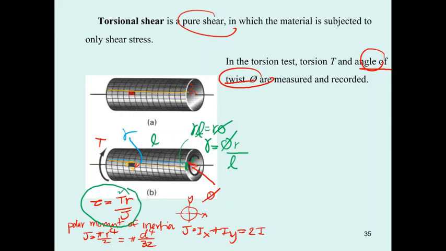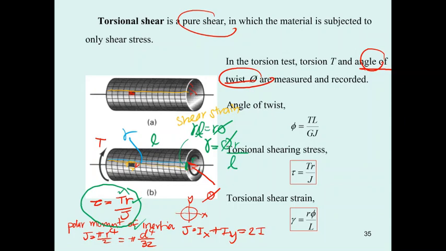So this time you can compute the stress based on this, because you know the torsion, you know R, and you know the polar moment of inertia. You also can compute the shear strain. The shear strain is computed by the angle of twist times R divided by L. So you have the equations, and finally you can produce the shear stress and shear strain.